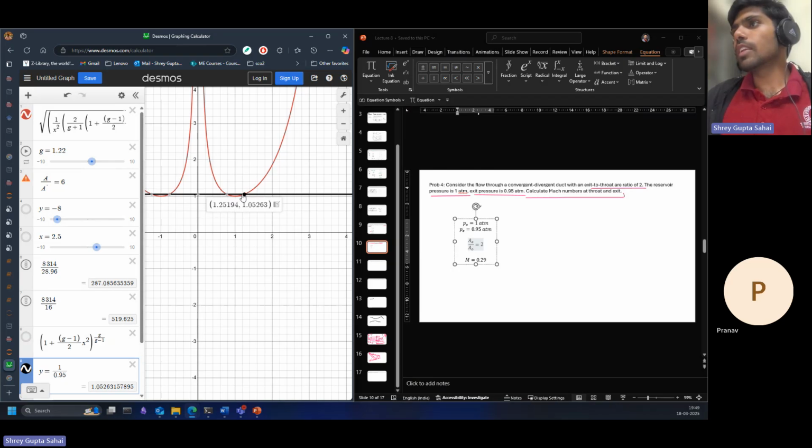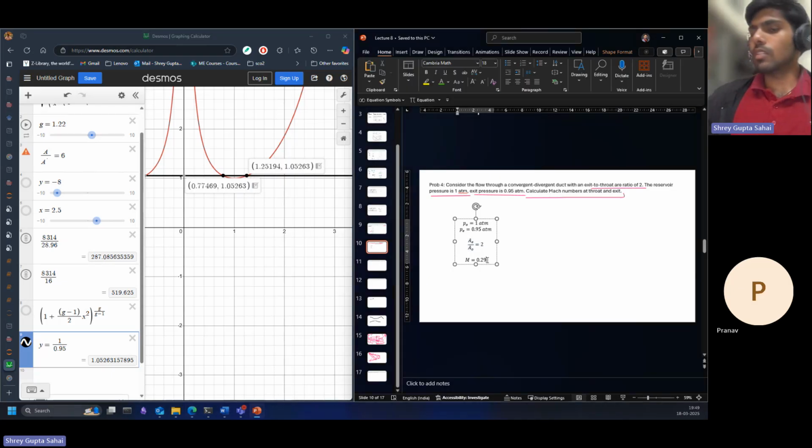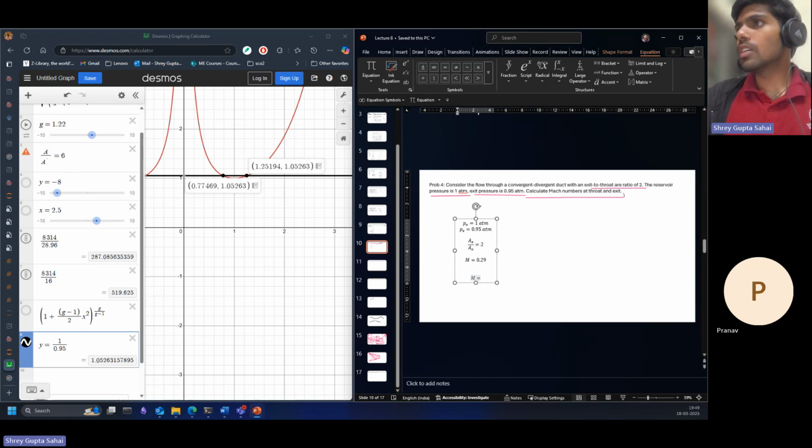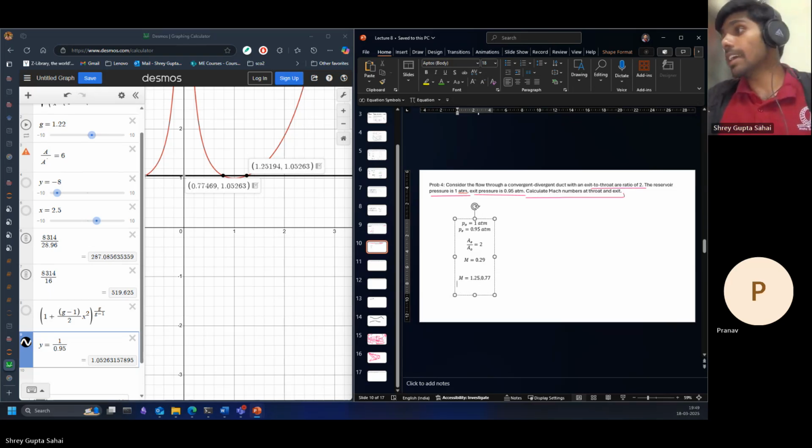So there will be two values you will get, a high value and a low value. 0.77 and 1.25. If we go the other way around, we will get two possible Mach values. It could be 1.25 or it could be 0.77. Why is it not 0.77? Because the pressure ratio will be higher.